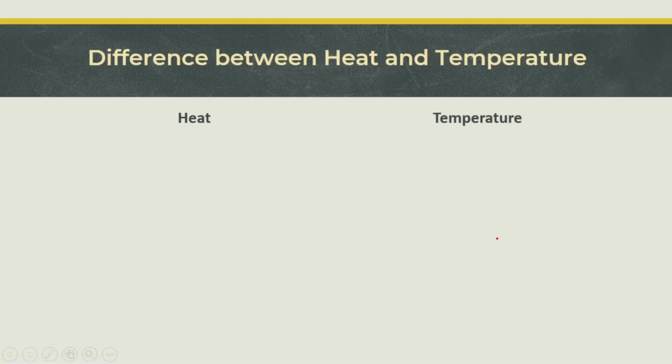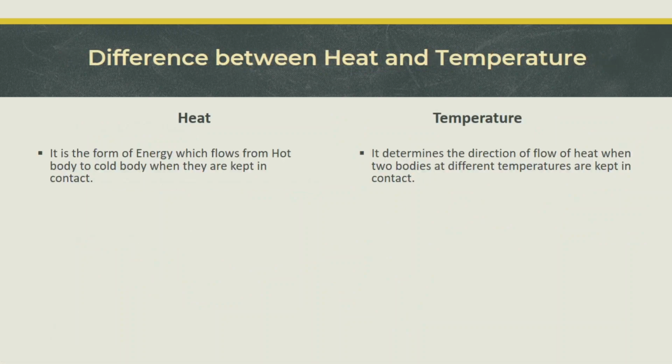Finally, let us quickly check out the differences between heat and temperature. The first point is that heat is a form of energy which flows from a hot body to a cold body when they are in contact, and temperature basically defines in which direction the heat will flow if we have two bodies at different temperatures. So basically it flows from the body with higher temperature to the body with lower temperature.